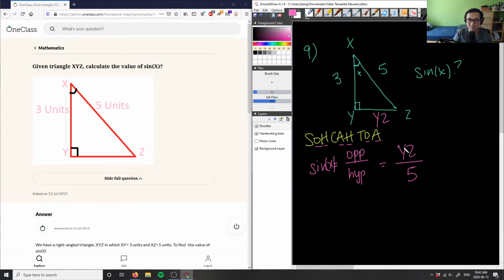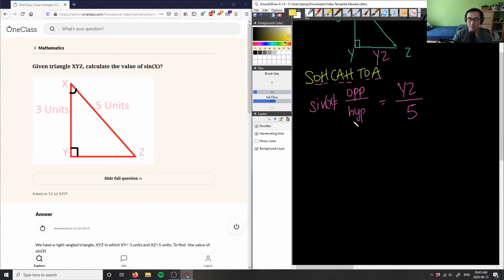But again, we're missing some information because we're not given our angle, and we're not given our yz, right? So what we have to do is solve for yz. And how do we do that? Well, we can use the Pythagorean theorem to solve for yz, because we have a right triangle and two sides, which means we can algebraically solve for the third side.